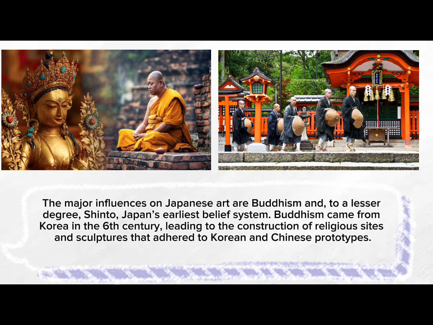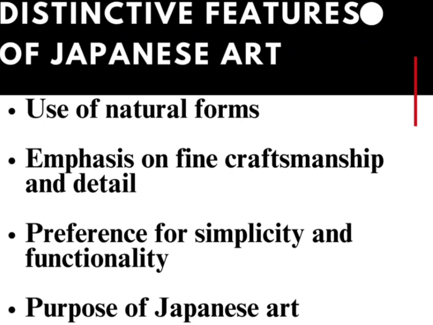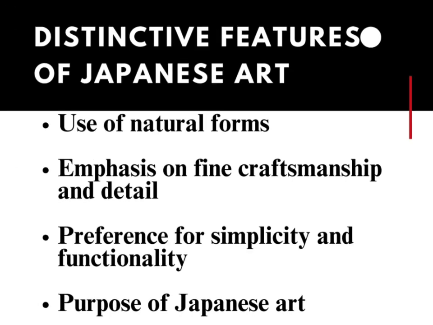Buddhism came from Korea in the 6th century, leading to the construction of religious sites and sculptures that adhere to Korean and Chinese prototypes. The distinctive features of Japanese art include the use of natural forms, an emphasis on fine craftsmanship and detail, and a preference for simplicity and functionality. The purpose of Japanese art varies, but it often serves to express or reflect spiritual or cultural themes, to create a sense of beauty or to evoke emotions.